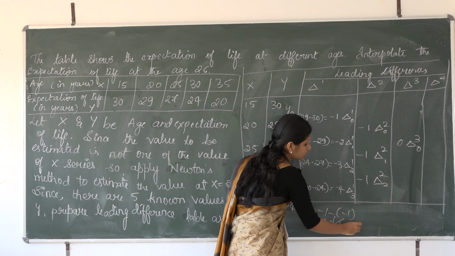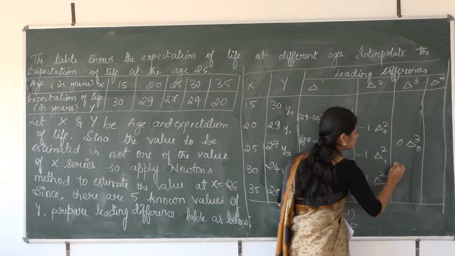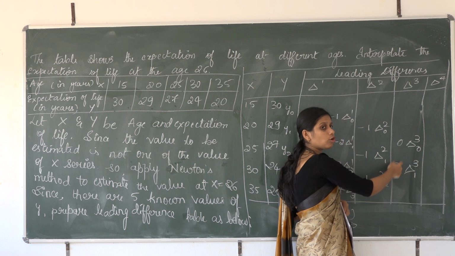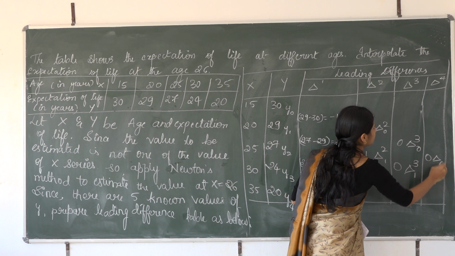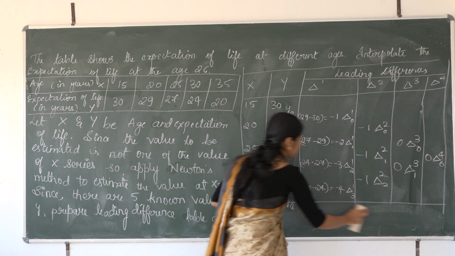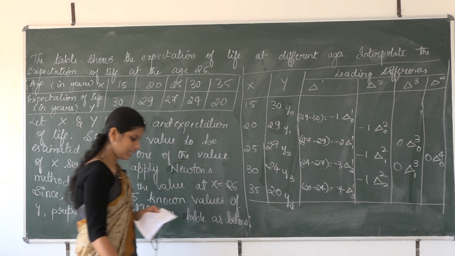So minus 1 plus 1 gets cancelled. It will be 0. Delta 1 raised to 3. Lastly, minus 0 minus 0 is 0. Delta 0 raised to 4. So this is the leading difference table.